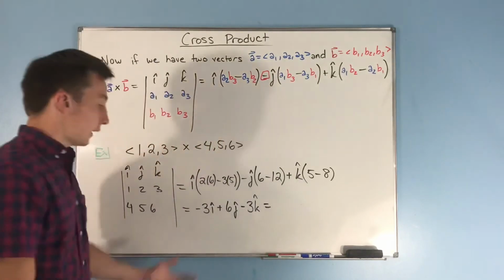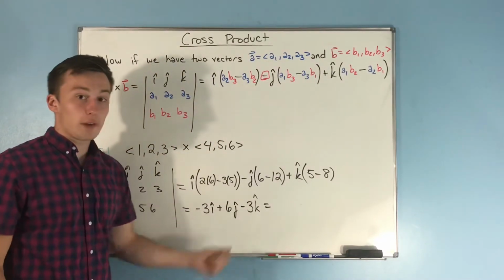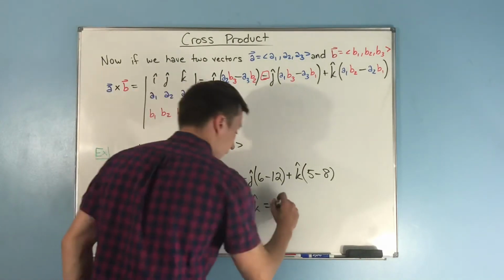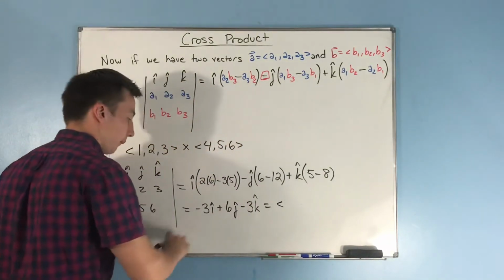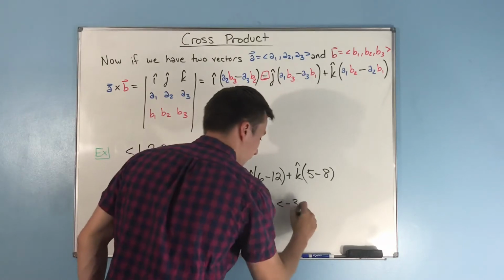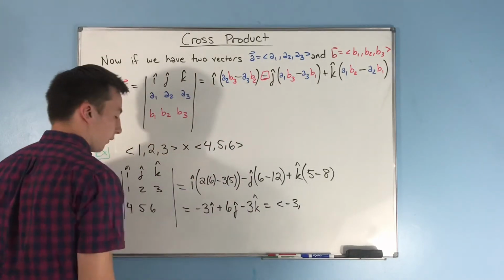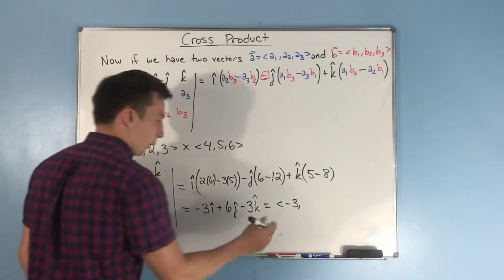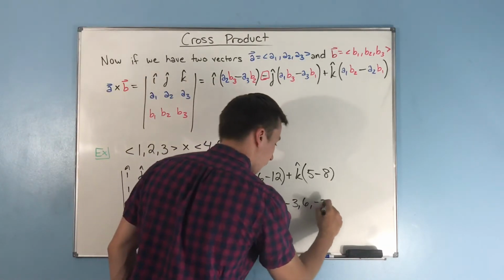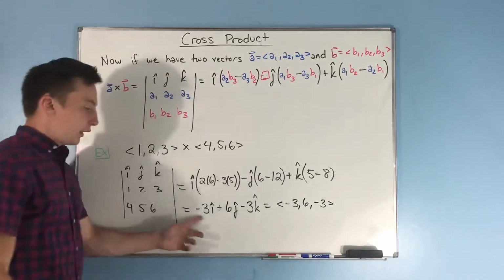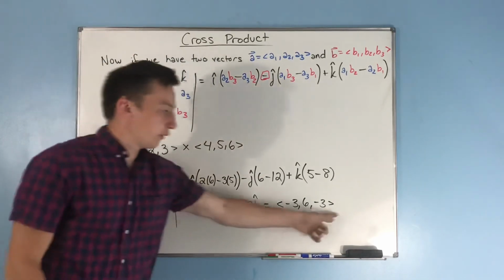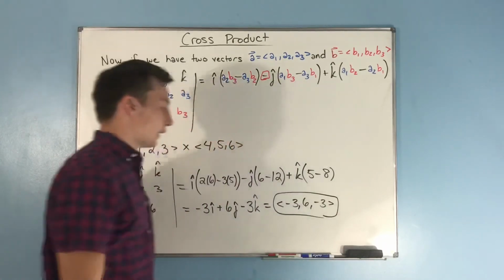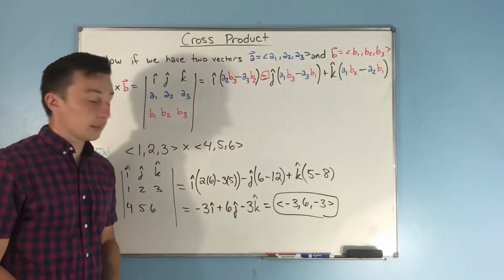This is basically in our unit vector form, but what we can do is put this into angle bracket form. That's kind of what I've been choosing to call these different types of forms to write a vector. Anyways, if you want to put this in the angle bracket form, this becomes negative 3, 6, negative 3 in our angle brackets. So right there, that is your cross product.